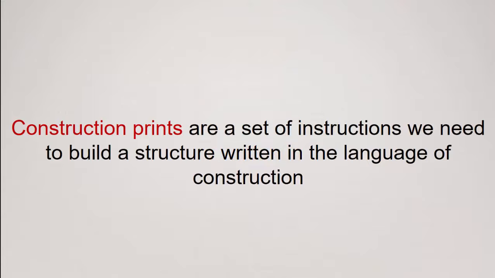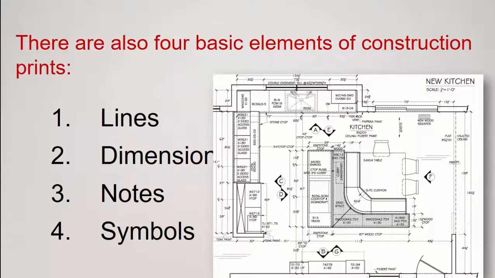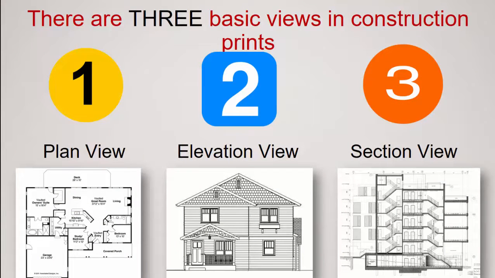So let's review. Construction prints are a set of instructions we need to build a structure written in the language of construction. The 3 basic views are plan view, elevation view, and section view. There are also 4 basic elements of construction prints: lines, dimensions, notes, and symbols. Earlier in the video, we talked about 3 basic views in construction: the plan view, the elevation view, and the section view. As you might imagine, though, there are quite a number of other views we should consider.